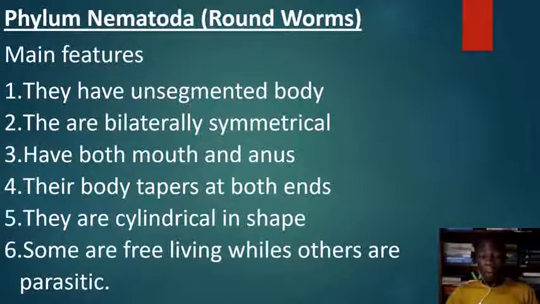Now they are also bilaterally symmetrical, so they exhibit bilateral symmetry. This means that their body can be divided along only one plane to get two equal halves, which are mirror images of each other. Let's take note of this one. And of course, they have both mouth and anus. So they have a mouth, and they also have an anus. Let's take note of this one. They have mouth and then they have anus as well.